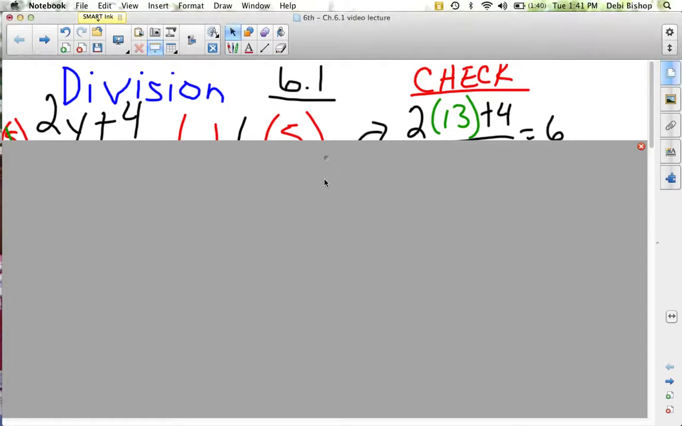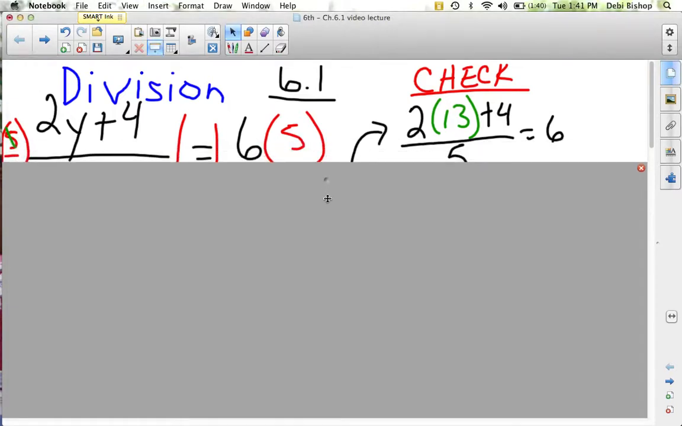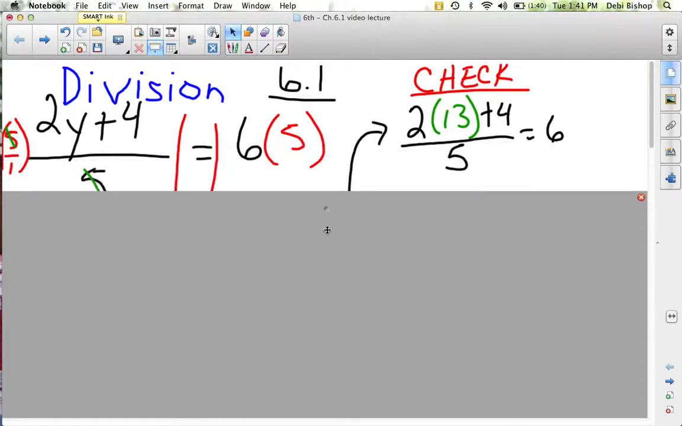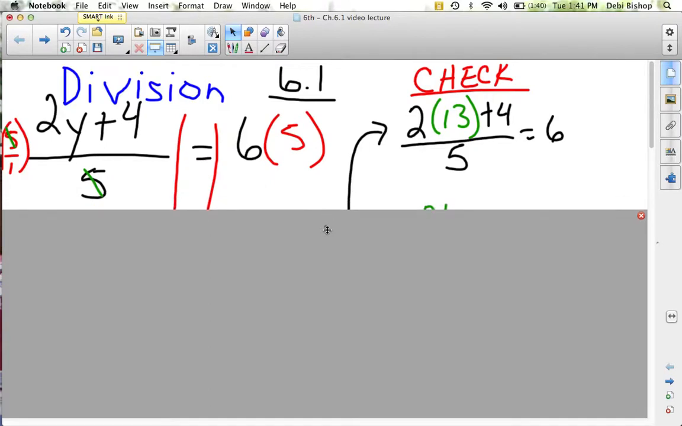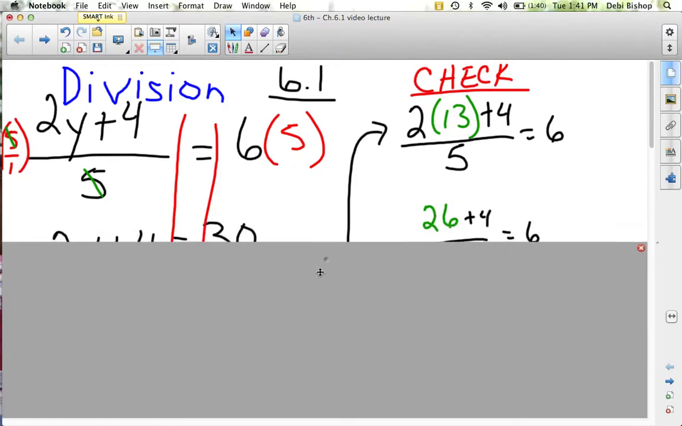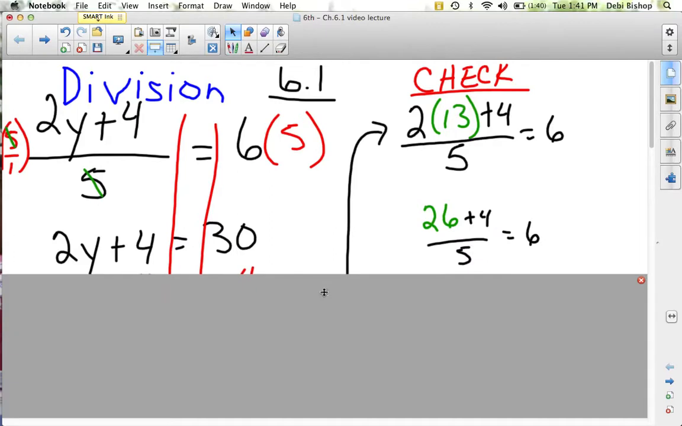So if we have a problem and our original problem is 2y plus 4 divided by 5 equals 6. First we need to get rid of our denominator. So we do our inverse and we multiply. If we multiply by 5 over 1, what you do to one side, you do to the other side. So you are left with 2y plus 4 equals 30.